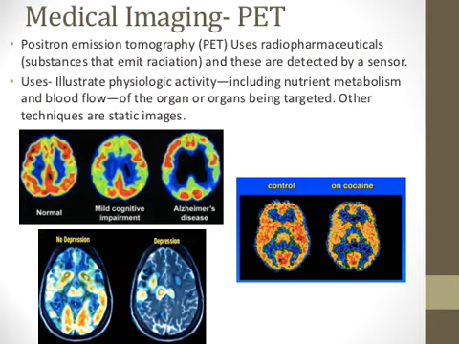PET, or positron emission tomography, is the first imaging that we've discussed that allows real-time images of the physiology. This uses radioactive pharmaceuticals injected into the individual that emit radiation that's detected by a sensor. A computer is used to render a real-time image showing the physiological activity.